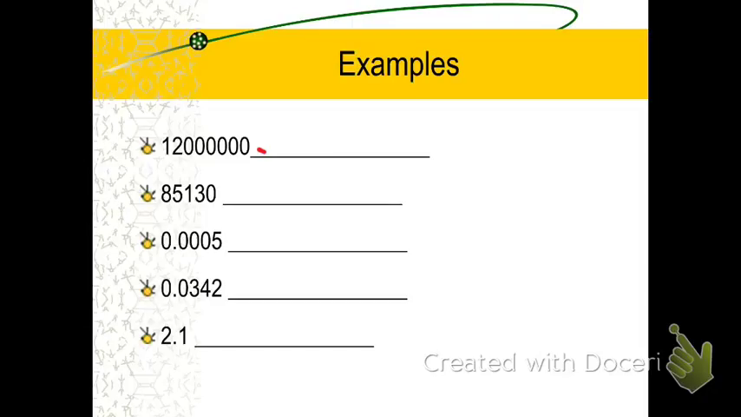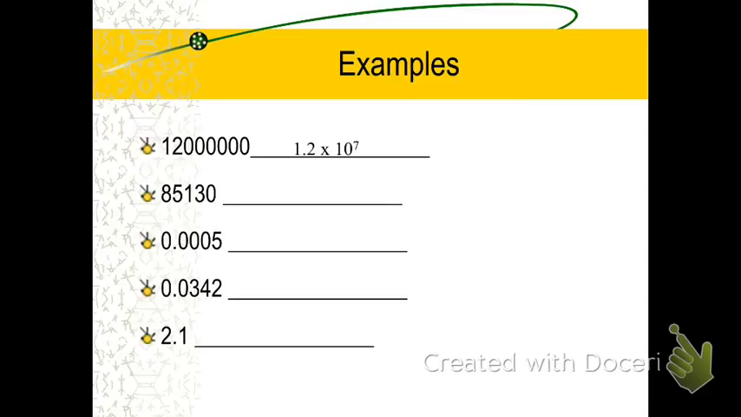I would take that decimal and scooch it over 1, 2, 3, 4, 5, 6, 7 places to right between the 1 and the 2. And so I'm going to end up with the number 1.2, and then I have to figure out my exponent. Now, because this is a large number, what is this? 12 million. I know that my exponent is going to be positive. And since I moved the decimal over 7 places, then my exponent is going to be 7.